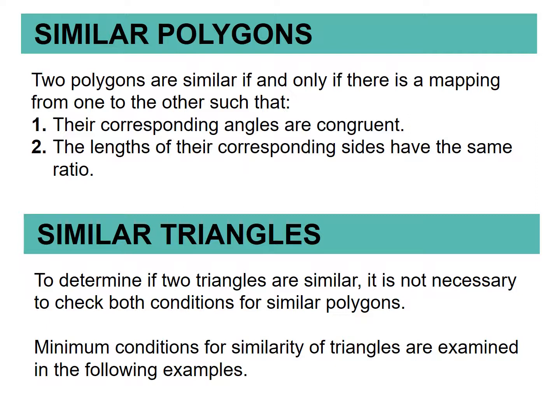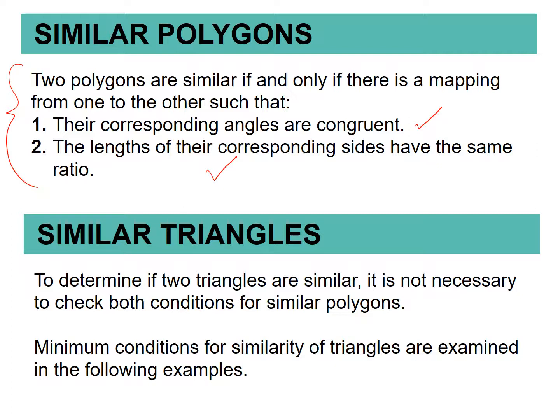So similar polygons, this is a definition. Two polygons are similar if and only if there's a mapping from one figure to another, such that the corresponding angles stay congruent, and the lengths of the corresponding sides have the same ratio, or we can say the lengths are proportional.